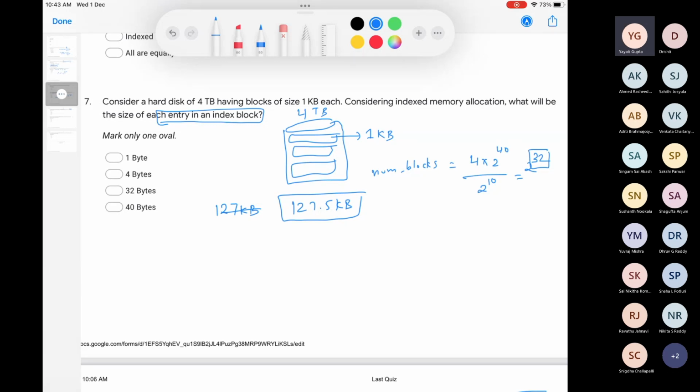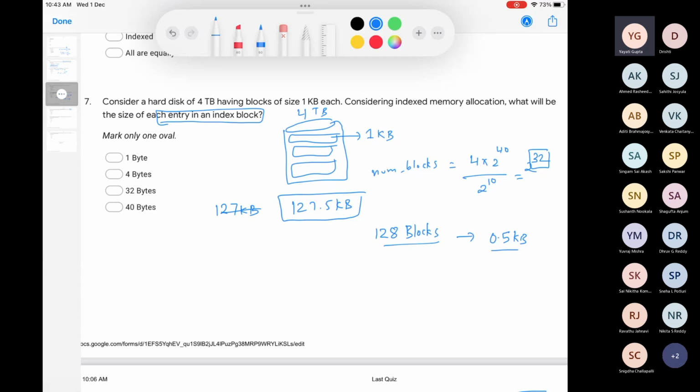You can type in the chat window. Anyone? How many blocks will you need? 128, right? So 127 blocks will be completely full and 128th block will be half full. So you will be using 128 blocks, but out of these 128 blocks, your last block is not full. It is half filled, right? So you are losing 0.5 KB there to internal fragmentation.